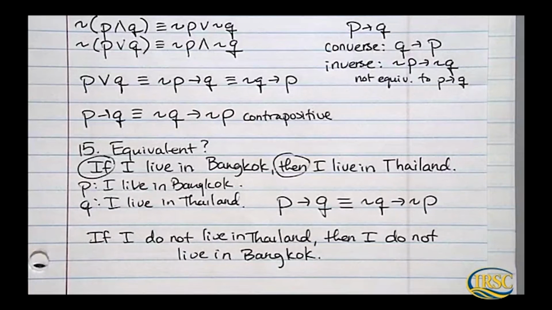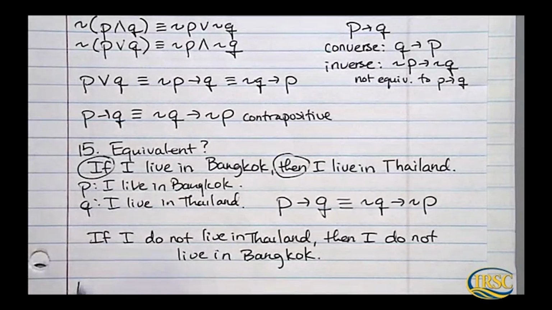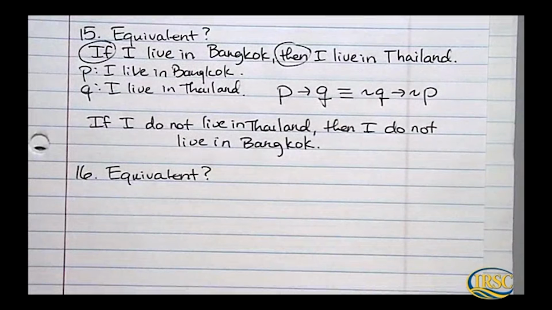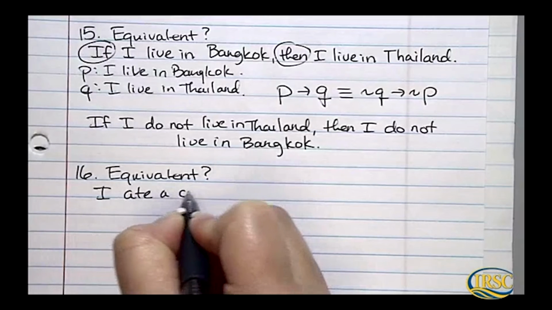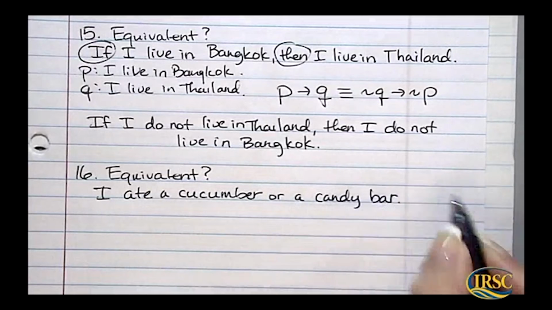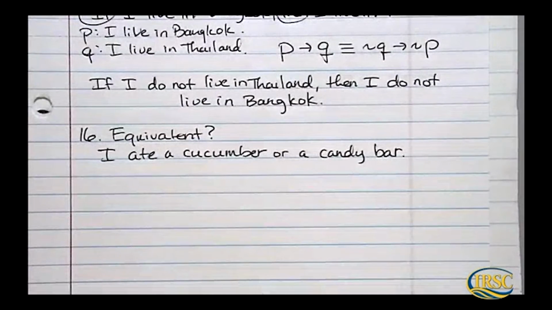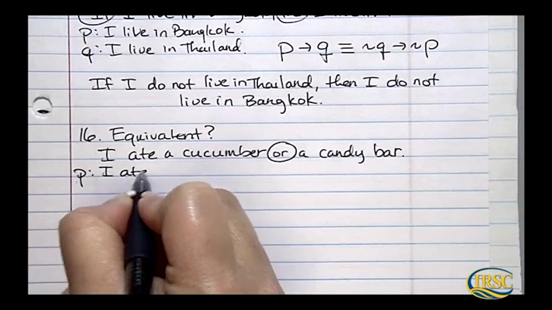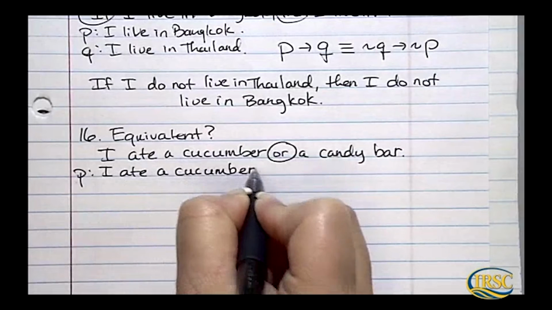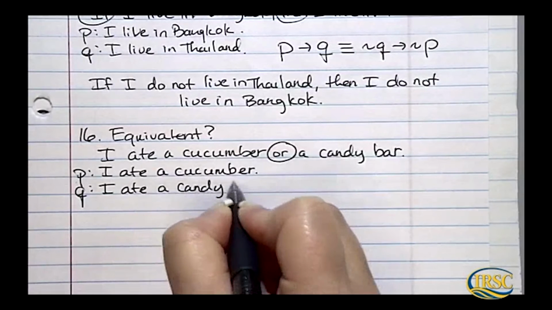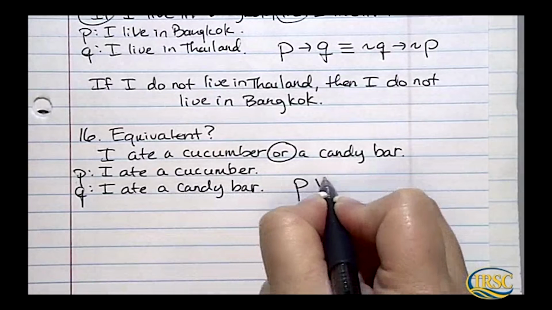So number 16, another equivalent question. I ate a cucumber or a candy bar. Okay, so what keyword do you see here? Or. And so P stands for I ate a cucumber. And Q, I ate a candy bar. Good. Way to put it in a complete sentence. So we have P or Q.